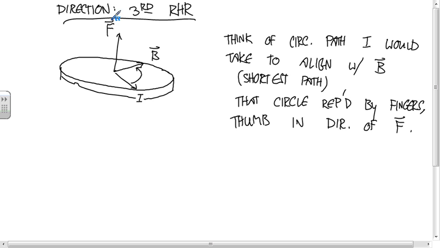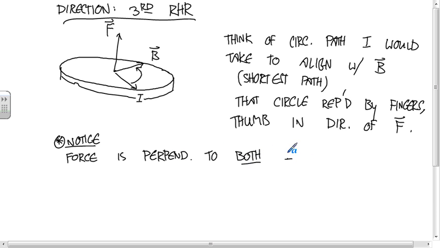And here's something else weird. Notice that the force is perpendicular to both the current direction and the magnetic field vector. This is all based on a mathematical way of multiplying vectors called the cross product, and that's a property of the cross product.